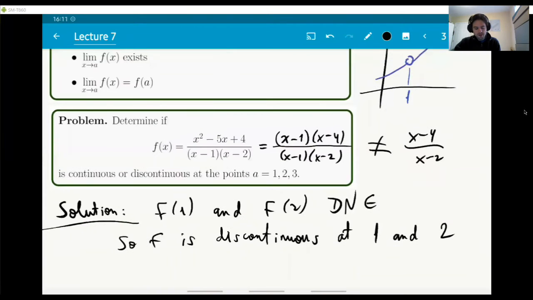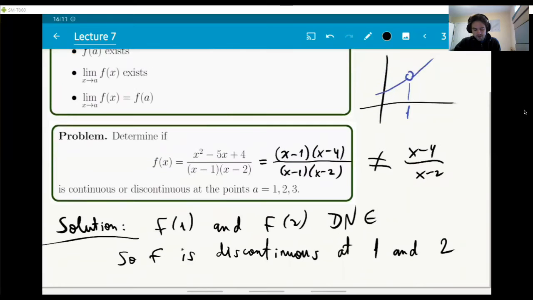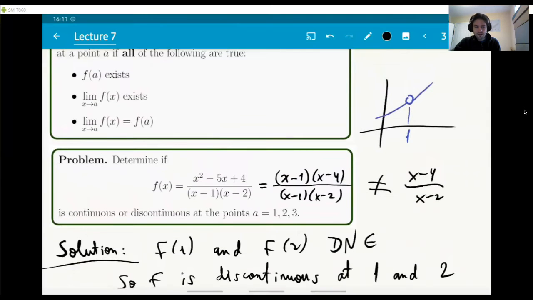But at 3, you're going to see that basically there are no problems at 3. Look back at the conditions. F of 3 exists. We can find f of 3. The limit is also going to exist. How do you compute a limit as x approaches 3 for this expression? Well, this is an expression for which there are no problems. You're not going to run into trouble of dividing by 0. You can plug in 3. And the value that you're going to find for the limit, well, if you can just plug in 3, then the value will be f of 3.